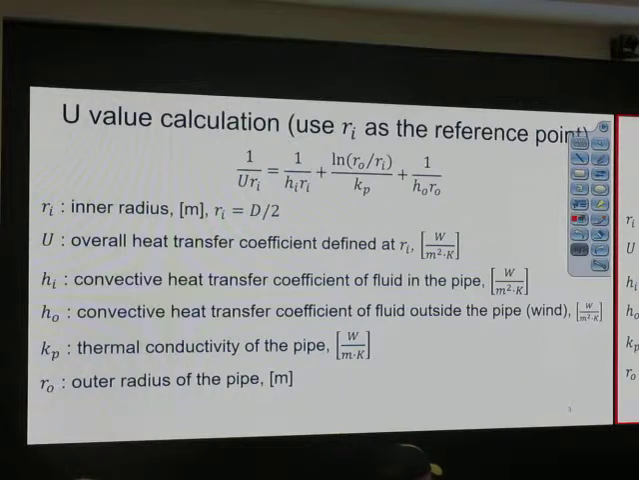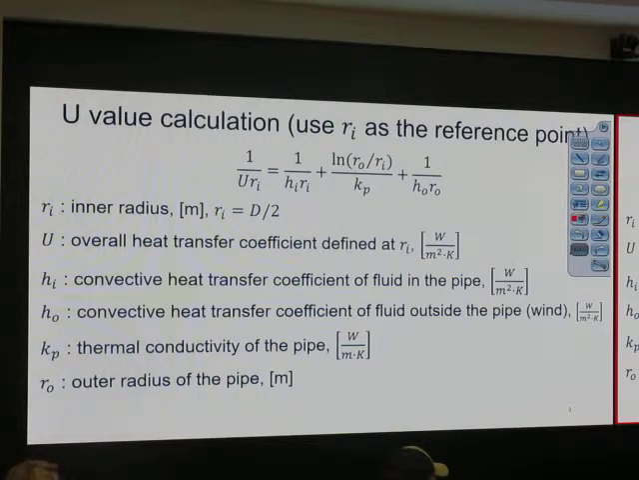Sometimes it is referenced at the inner radius or inner diameter. Sometimes it is referenced at the outer diameter or the outer radius. It has to be clear. When someone tells you the U value, it is not complete yet; he or she has to tell you that the U value is referenced at what diameter or at what radius.